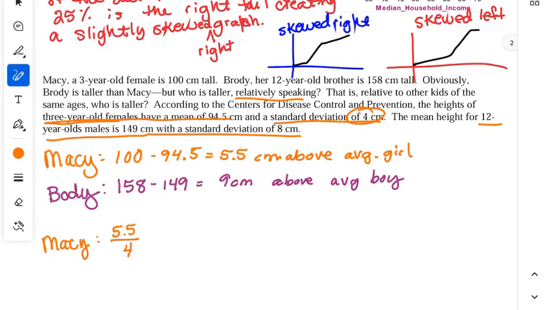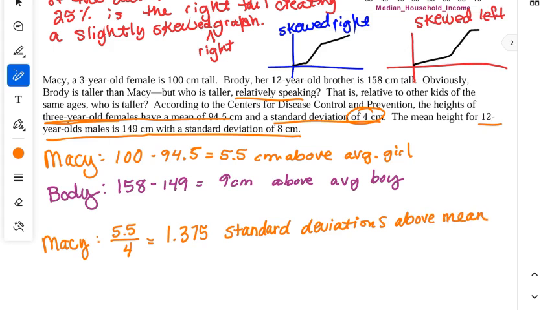So she is 5.5 above the average girl. What's our standard deviation? 4. So we're going to see how that compares. So I divide it, 1.375 standard deviations above the mean for girls only.